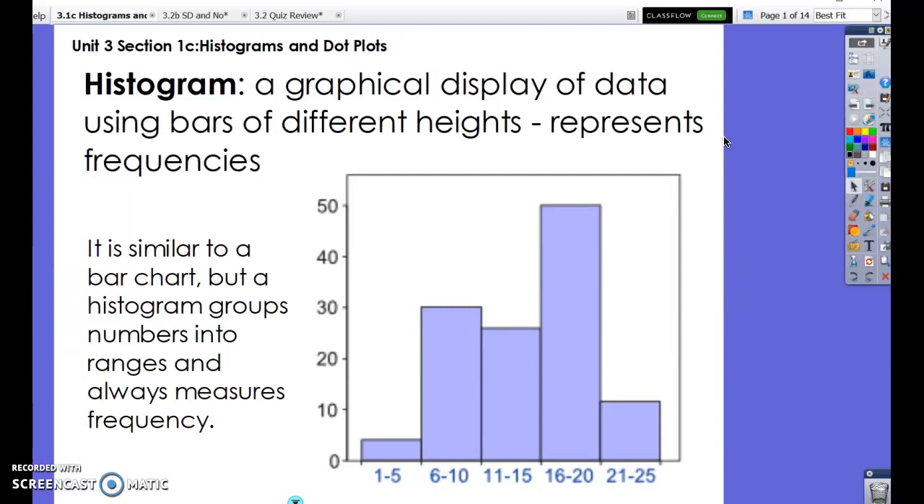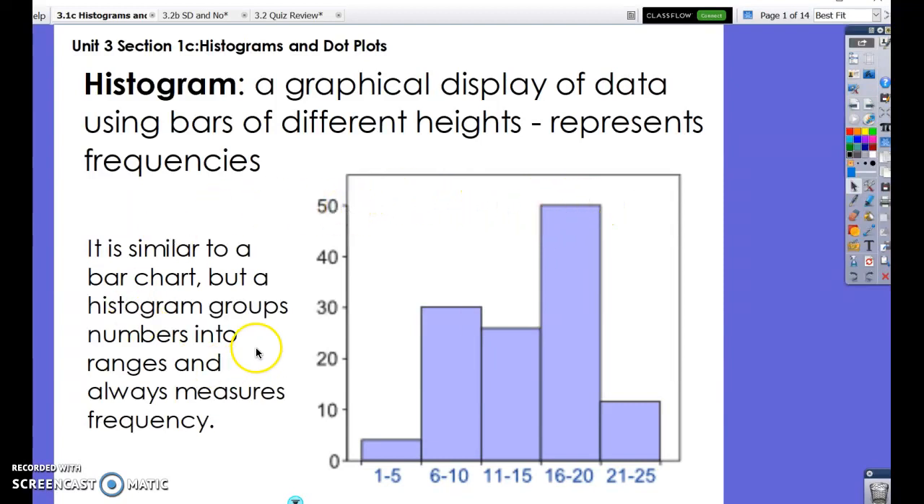3.1c is about histograms and dot plots. So these are two visual representations of data. A histogram is a graphical display of data using bars of different heights, just like in this picture, and they represent the frequency. So they represent how often something happens. So this data fell between 16 to 20 with a frequency, in other words, 50 times, okay?